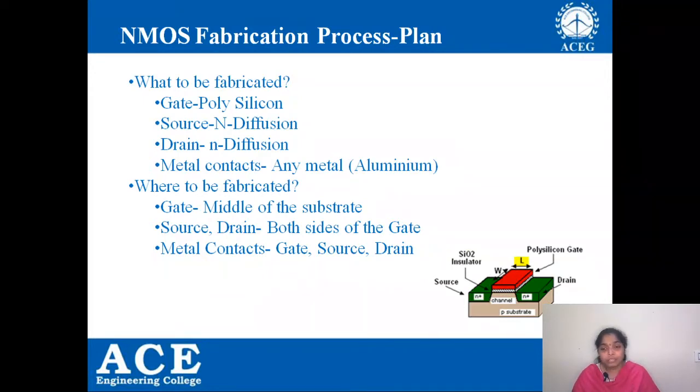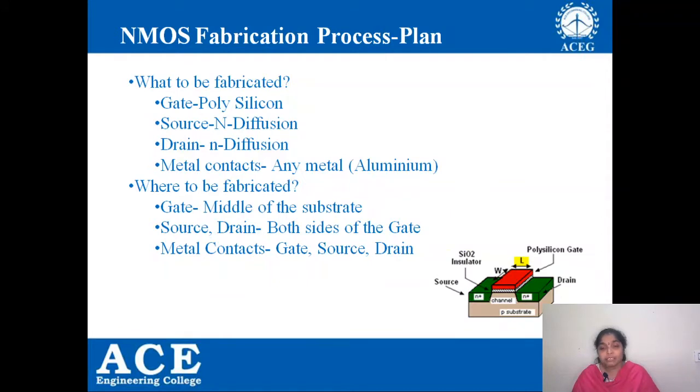So now coming to where to be fabricated. In the same manner, as we select the particular area where we require to construct a kitchen or hall, we are going to have a plan where to construct certain rooms in the house. Like in the same manner, we also have an idea about where to form this gate, where to form this source, drain, metal contacts, all this, okay?